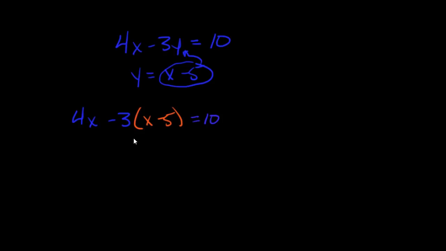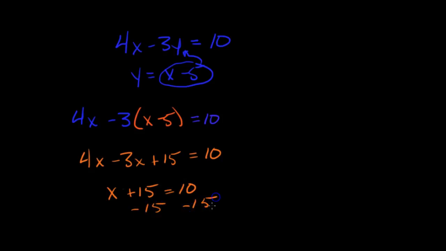Now I'm going to solve this equation. Now with this substitution, I'm going to do some distributive properties. So I need to clean this up a little bit. Negative 3 times x is negative 3x. Negative 3 times negative 5 is a positive 15. Notice now that instead of having an equation with an x variable and a y variable, I only have x's. And if I combine my like terms, I get x plus 15 is equal to 10. And if I solve for x by subtracting 15 from both sides, we get x equals negative 5.